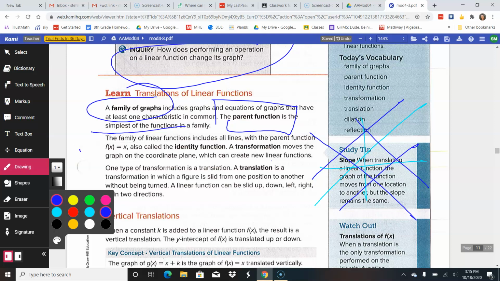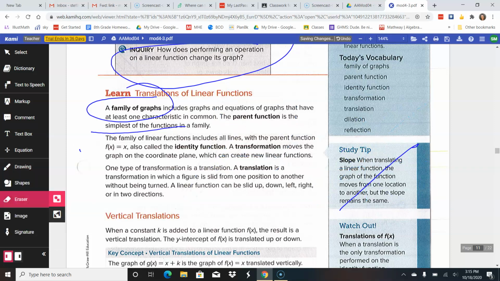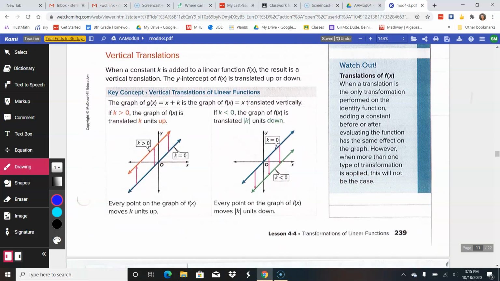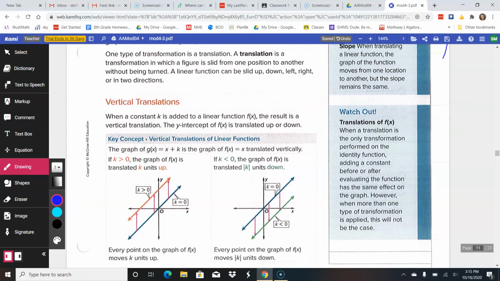There's one type of transformation called a translation. So transformations are the big guys. Translations are part of the big guys. A translation is essentially a form of transformation where it's just sliding. We're sliding. Okay. When we slide, our direction doesn't necessarily change. And what I mean by that is what is normally up stays up.